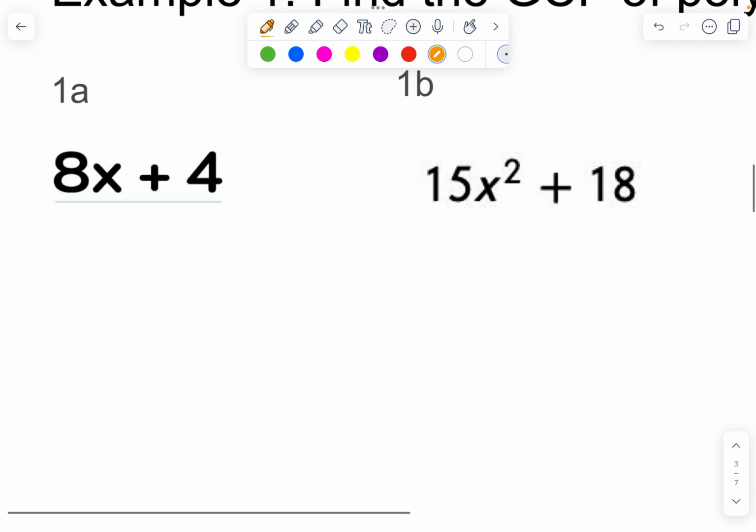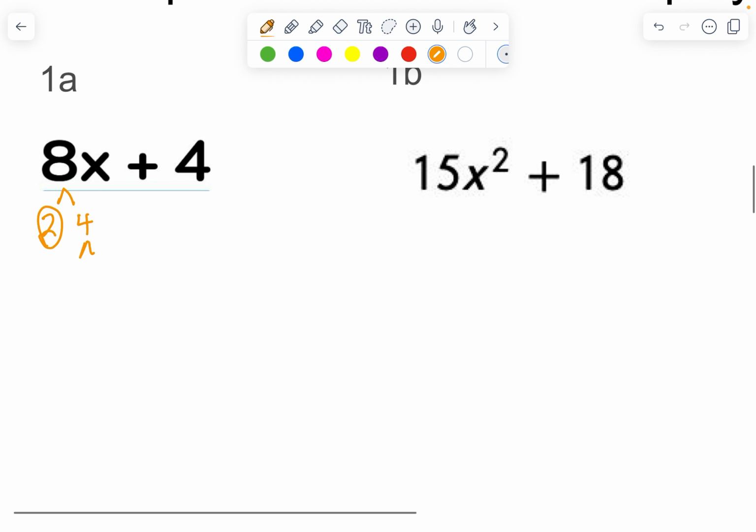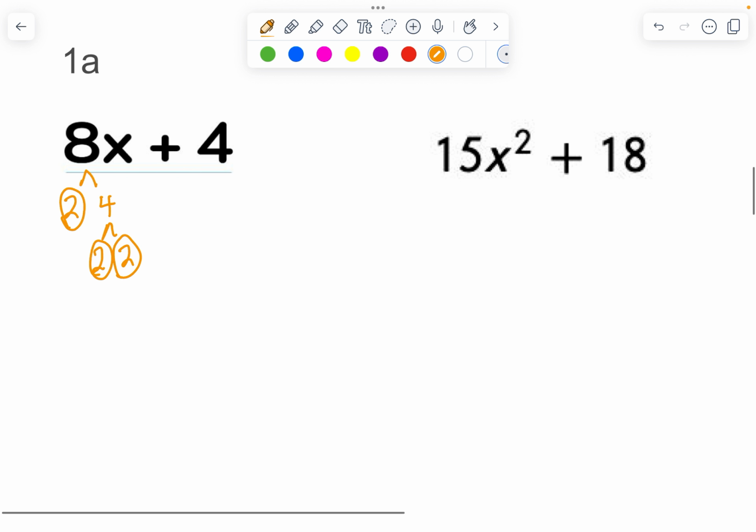Let's look at it with polynomials. Let's break down our 8x first. 2 times 4 gives me 8. 2 is prime. 4 I can break down into 2 times 2. And that x will just add on at the end. So the prime factorization of 8x is 2 times 2 times 2 times x.